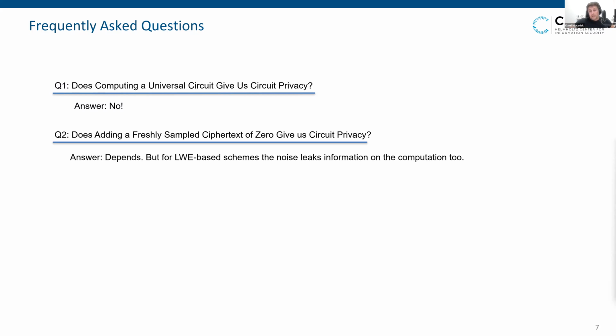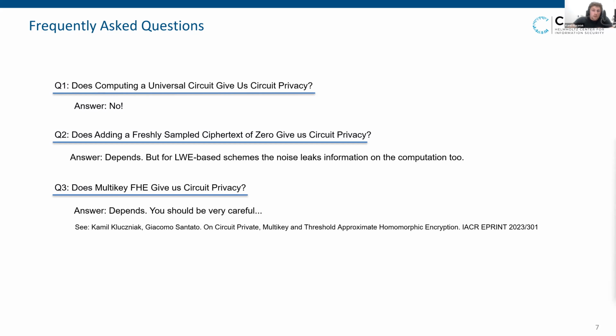Question number two: does adding a freshly sampled ciphertext of 0 give us circuit privacy? And the answer is that it depends. There are indeed linearly homomorphic encryption schemes, like LGAML for example, where it is going to work. But for LWE-based schemes, which are noisy, this noise may depend on the computation. And unfortunately, just adding a fresh LWE sample of 0 is not going to sanitize the noise terms.